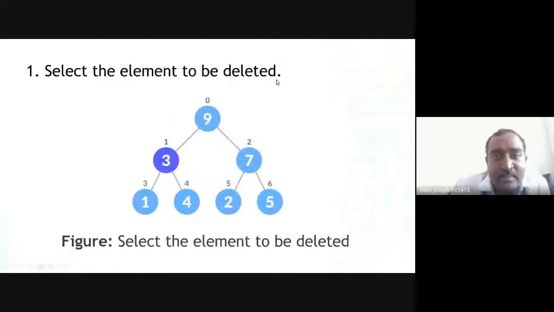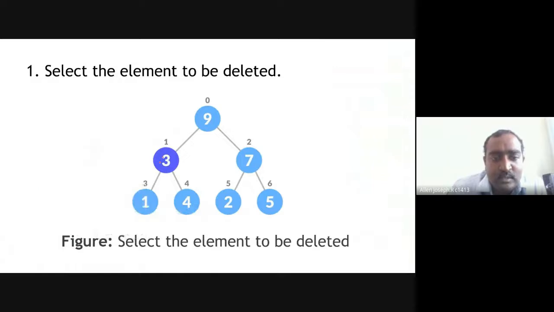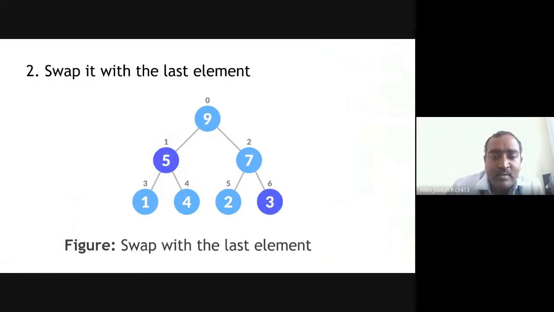We're going to select the particular element to be deleted, and the element to be deleted is going to be equivalent to 3. So we're going to select 3 for deletion. So this is going to be deleted. According to our algorithm, we have to swap 3 with 5. All right, so we have swapped 3 with 5.